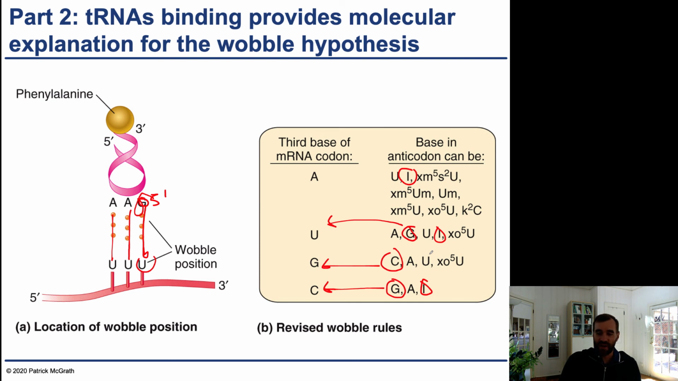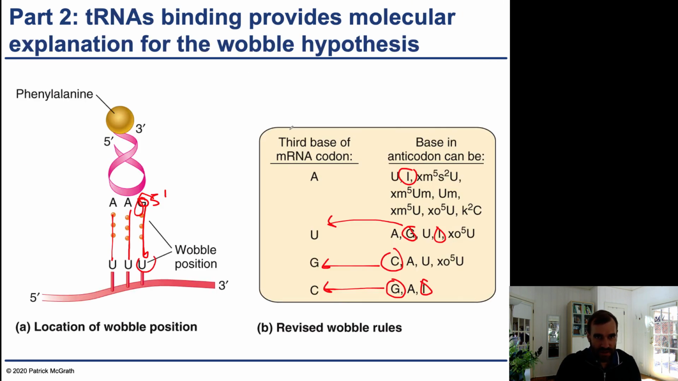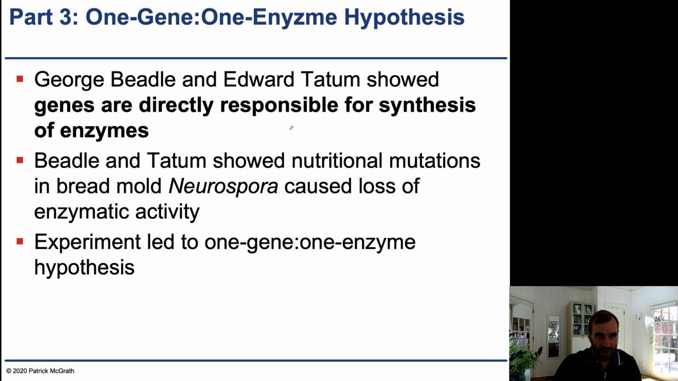And so this provides a molecular explanation to the degeneracy of the code. So the reason that there are multiple codons that encode an amino acid is because of this wobbliness between the tRNA and the mRNA, particularly at that position. So this is the extent that we will cover translation, and then the final part of the chapter will go over the one gene, one enzyme hypothesis.